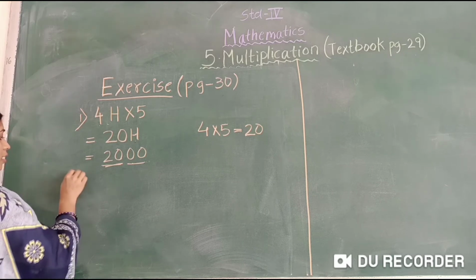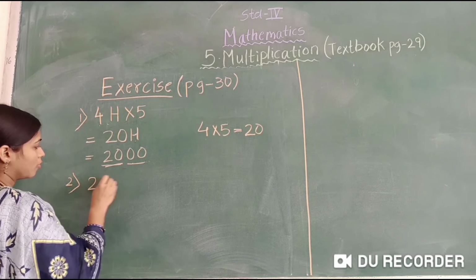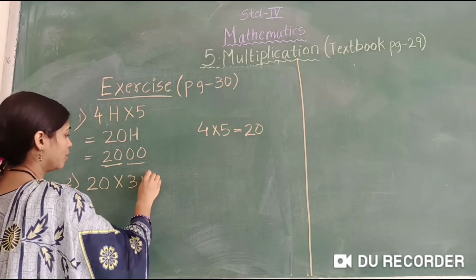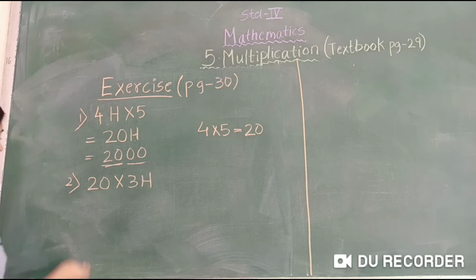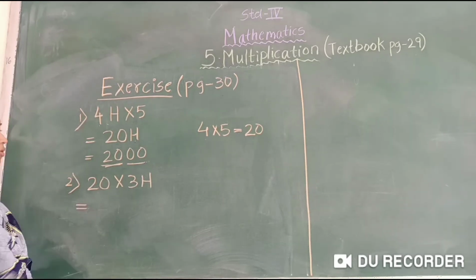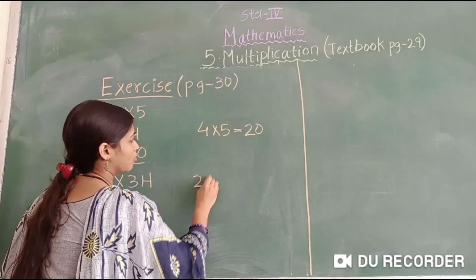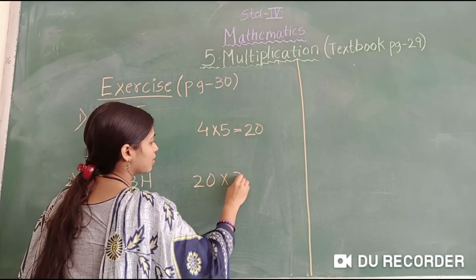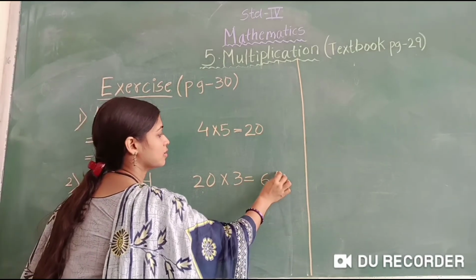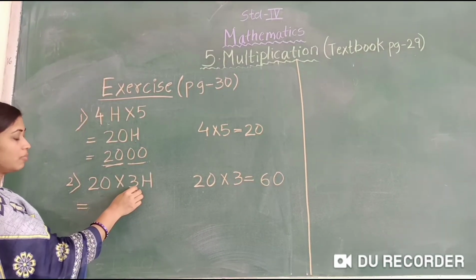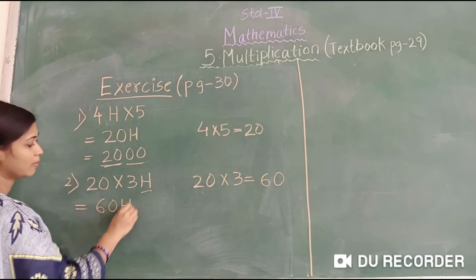Now let us see the next example. 20 multiplied by 3h. Second sum of your exercise. Now what will we do here? 20 will get multiplied by 3. See, 20 multiplied by 3. What is 2 threes, sir? It is 6, so 20 multiplied by 3 is how much? 60. And this h we will write in front of the product.